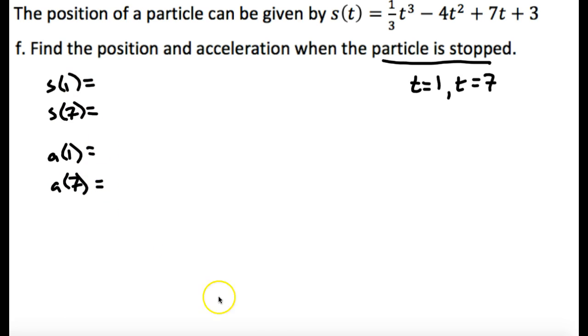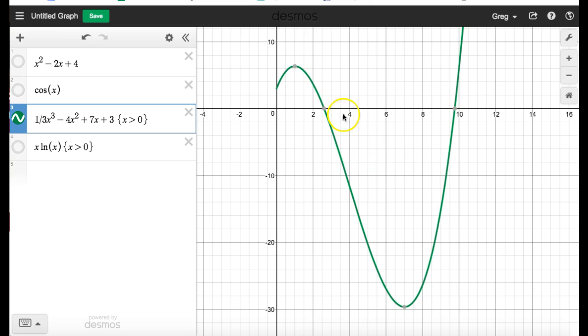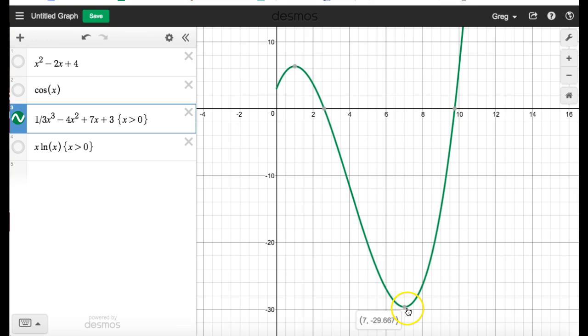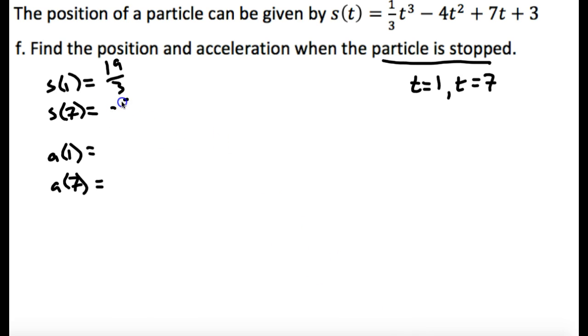Again, I'm just going to go back to the graph to get my two values for position. At t equals 1, we actually already found that in another part of this problem. It's 6.33333, or 19 thirds. And s of 7 then is negative 29.66666. So what is that? Negative 89 thirds.